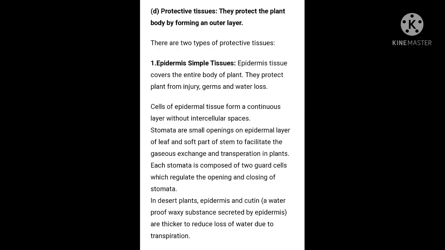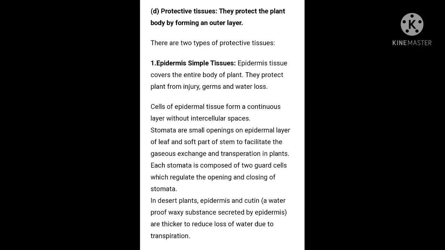Stomata are openings in the epidermal layer. Each stomata is composed of two guard cells. The guard cells regulate the opening and closing of the stomata.